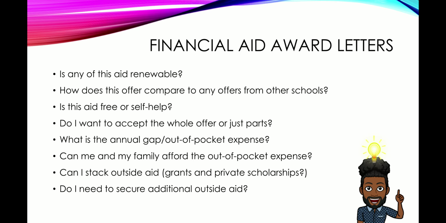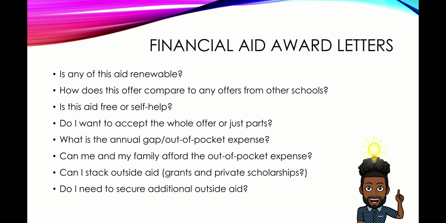Keep in mind, when you're looking at a financial aid letter, you don't have to accept the whole thing. You can look at pieces. For example, if you're not particularly interested as an individual or as a family in taking out loans, you can reject that part. But keep in mind, that money then goes into the column of your gap, your out-of-pocket expense, or you have to find another way to secure that money. You really want to think about, can you and your family afford the out-of-pocket expense, that gap? Is that reasonable for you and your family, right? And if it is reasonable, how do you know? And those are some very real, practical conversations you need to be having as a family.